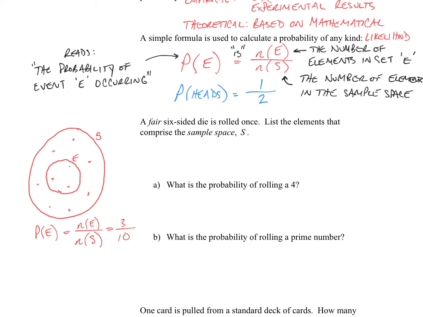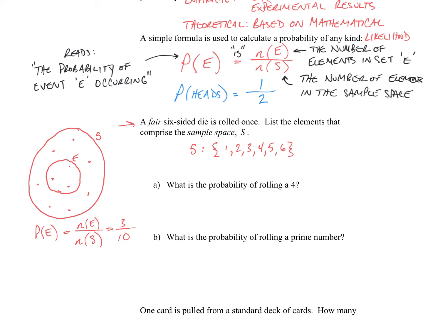So if we focus on the next example here, we've got a fair 6-sided die being rolled. It's just like dice that would come in a board game. And we're asked to just list the elements that comprise the sample space. And again, the sample space is just the number of things that could happen. When you roll a 6-sided die, what are all the things that could happen? Well, you could get a 1, you could get a 2, you could get a 3, you could get a 4, you could get a 5, or you could get a 6, and all of these things are equally likely. So if we're to do any investigation at all regarding this sample space, we need to know what are the elements in the sample space. These are the elements in it, and there are 6 such elements.